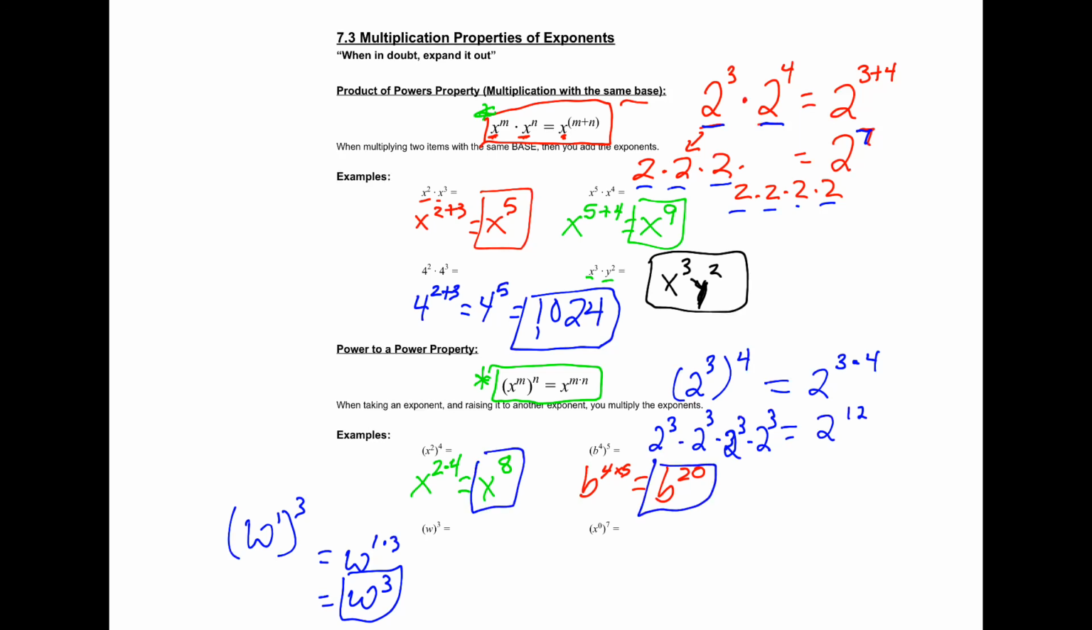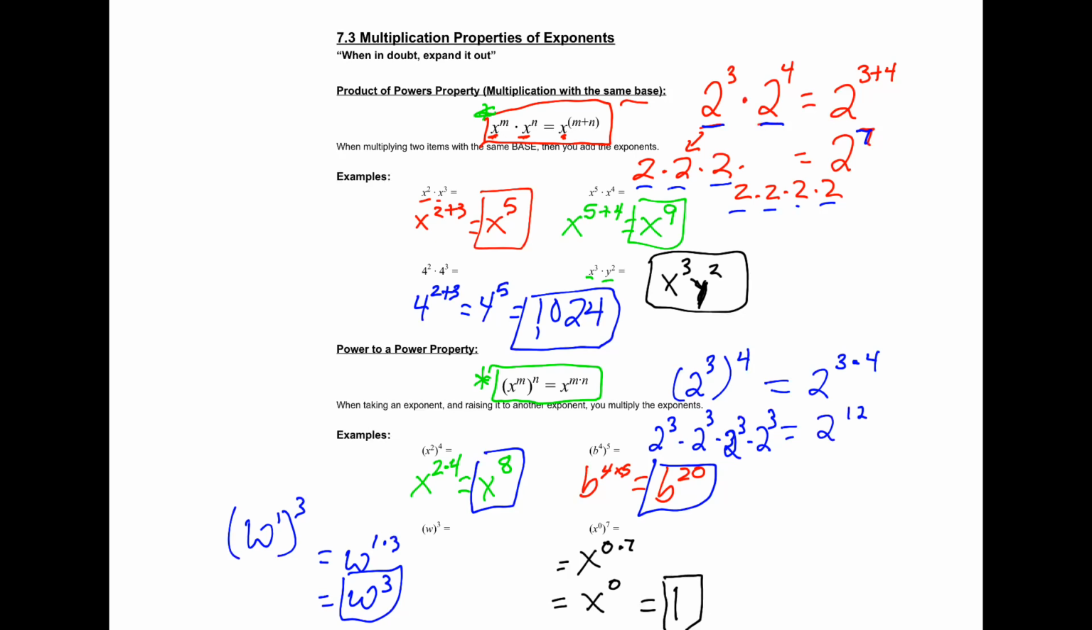And last but not least, x to the 0 to the 7th. Now this is interesting. We can actually attack this 2 different ways and we'll get the same answer. So if we're just strictly doing our rule we learned today, we know this would be x to the 0 times 7. 0 times 7 is just 0, and anything to the 0 power from 7.1 is just going to be 1. That's our answer.